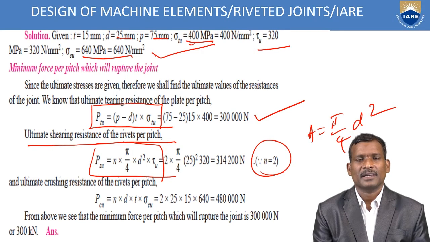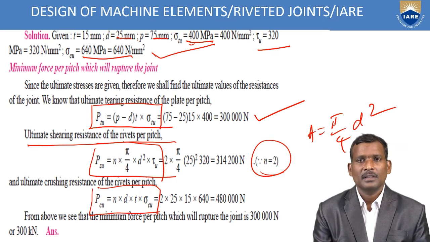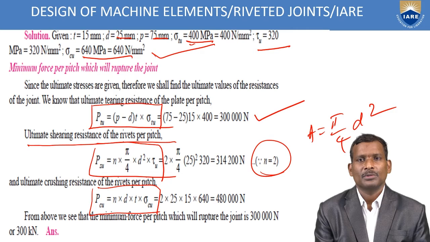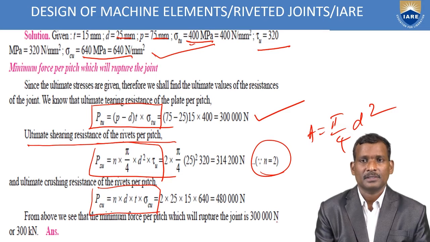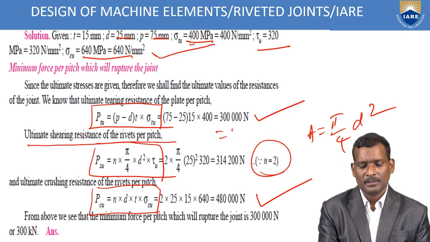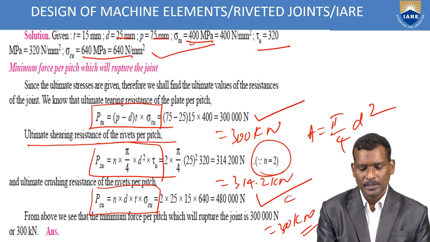Similarly, calculate the ultimate crushing resistance of the rivet. So what is the empirical relation? Crushing area multiplied with the ultimate crushing strength. So it gives the crushing resistance of the rivets per pitch. So what is the crushing area? d into t. And here the number of rivets is 2. Multiply with 2. We will get the crushing resistance of the rivets per pitch as 480,000 Newton. Similarly, the tearing resistance is 300 kilonewton, the shearing resistance is 314.2 kilonewton, and the crushing resistance is 480 kilonewton.